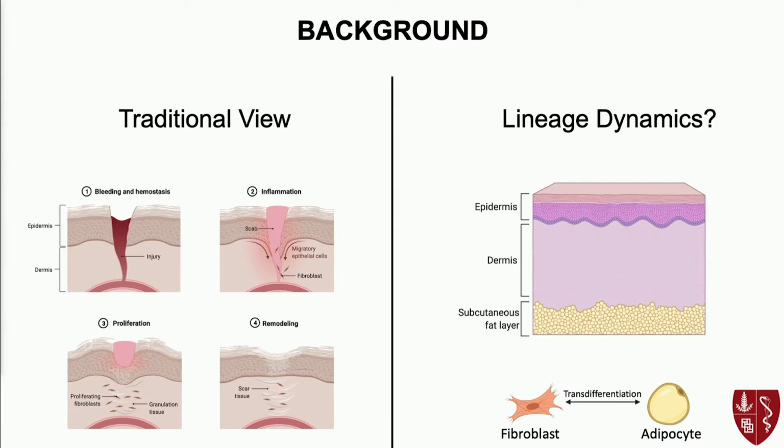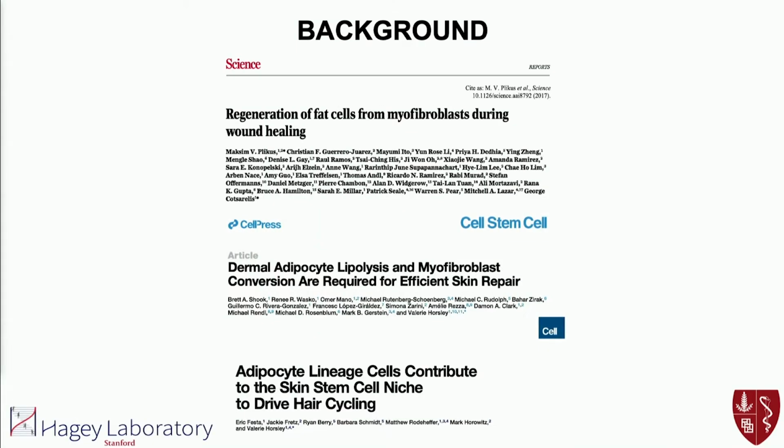There's been a lot of recent literature about the subcutaneous layer and how it might be contributing to the wound healing process. Some literature has shown that there's a transdifferentiation process between fibroblasts and adipocytes. Our group is really interested in scarring and wound healing, as you've learned today. And so we wanted to look at this adipocyte to fibroblast transition and how those fibroblasts might go on to impact wound healing. These are some of the literature I was referring to.